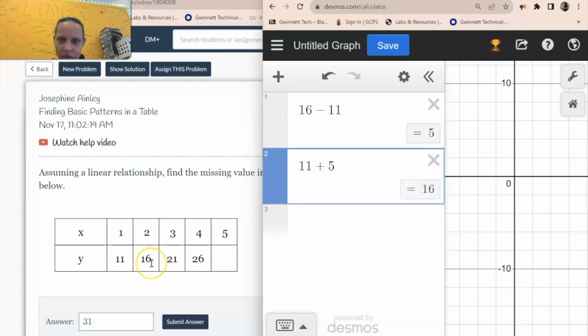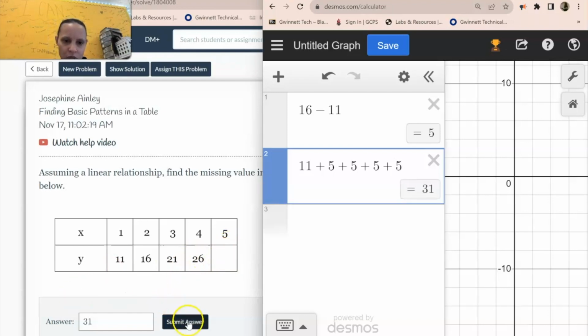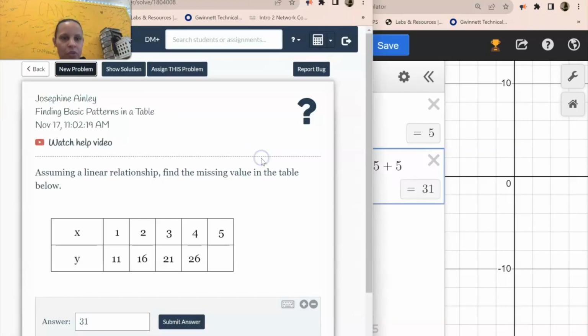So 11 plus 5, do I get 16? I do. If I add 5 again, do I get 21? I do. If I add 5 again, do I get 26? I do. So if I add 5 one more time, I will get what's supposed to go in there, which is 31. I'm going to do it again.